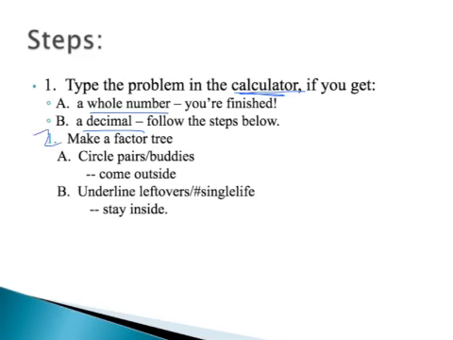This should have been a 2. PowerPoint didn't work too well. And the second step, we're going to make factor trees, which I know that you've done before. They'll look familiar once we start here. And our goal in making a factor tree is to circle our pairs or our buddies. We're looking for pairs or buddies in a factor tree. And then we're also going to have some leftovers.